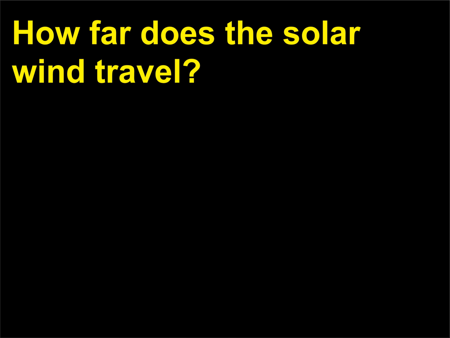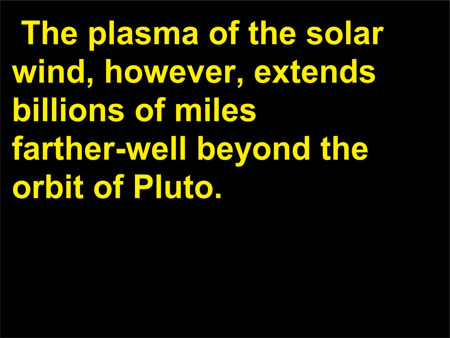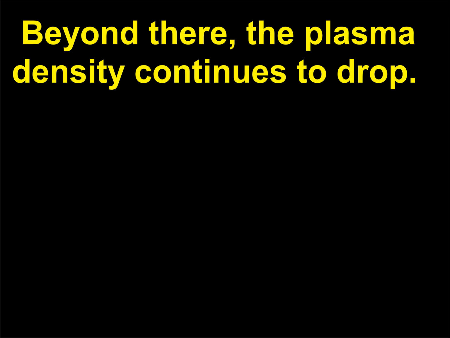How far does the solar wind travel? The sun's corona extends millions of miles beyond the sun's surface. The plasma of the solar wind, however, extends billions of miles farther, well beyond the orbit of Pluto. Beyond there, the plasma density continues to drop.